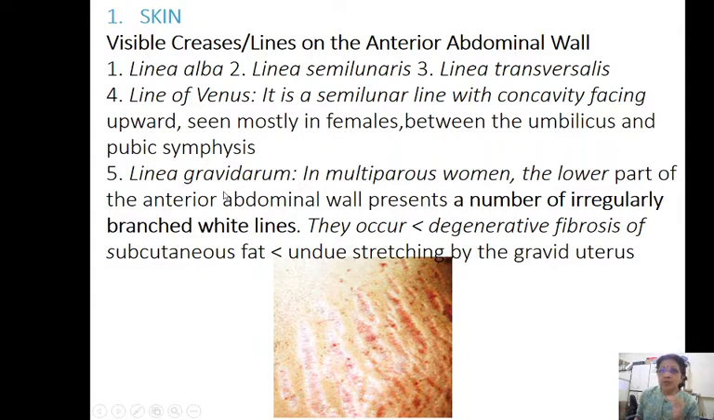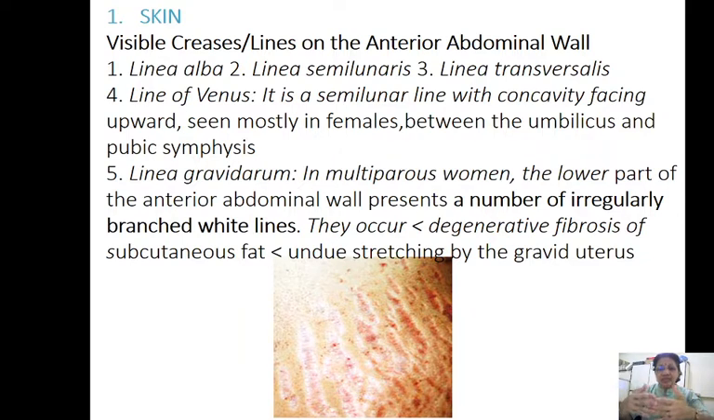In older women who have had many pregnancies, multiparous, the lower part of the anterior abdominal wall may show a number of irregularly branched white lines. On the skin, you will see these demarcations. They occur because of degenerative fibrosis of the subcutaneous fat. The fat beneath the skin, subcutaneous fat, which comes under superficial fascia, gets stretched as much as the skin gets stretched as the uterus grows with the baby inside.